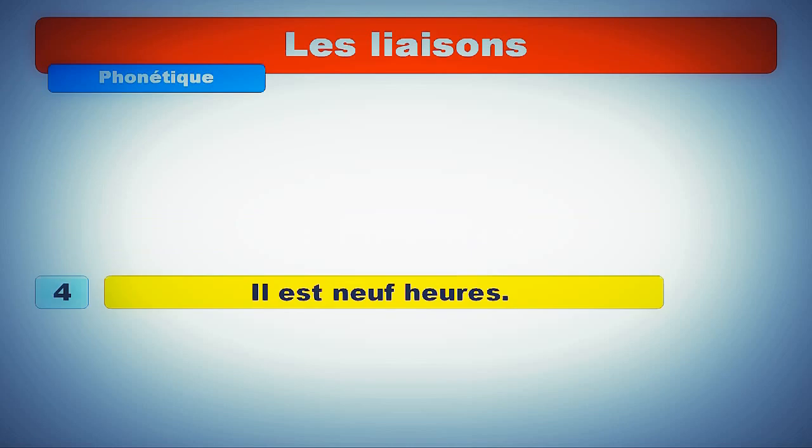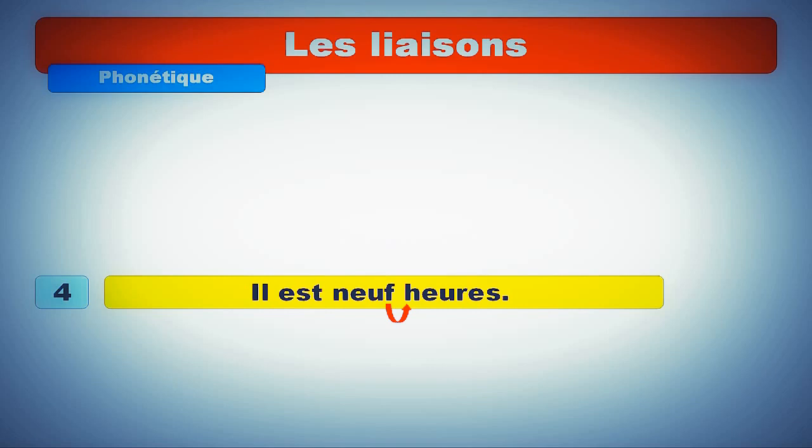Next example. Il est 9 heures. With the liaison, you can see that it comes between 9 and heure, and it's quite tricky in this case, because we change the sound: we won't pronounce the F, but it would sound a bit more like a V. So if you make the liaison, it would sound like il est 9 heures. Repeat. Il est 9 heures.